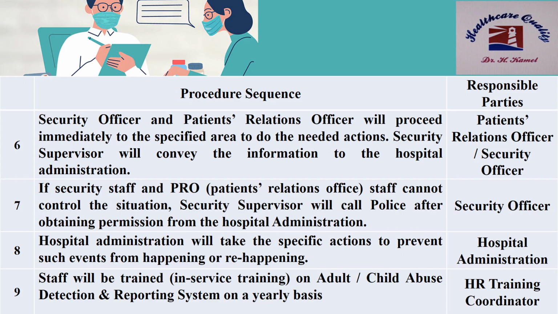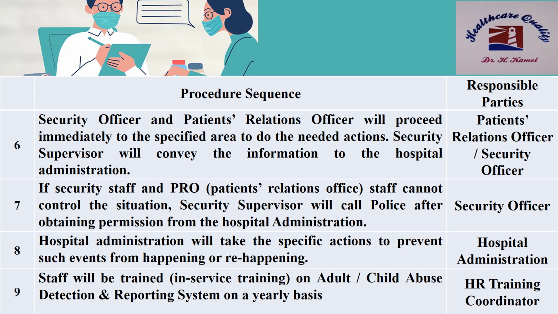Number seven, if security staff and patient relation office staff cannot control the situation, security supervisor will call police after obtaining permission from the hospital administration. Number eight, hospital administration will take the specific actions to prevent such events from happening or re-happening.